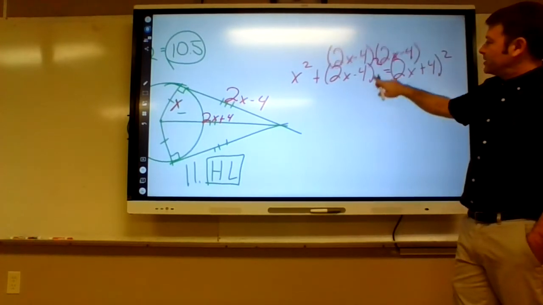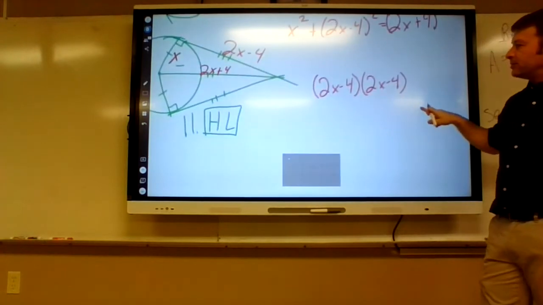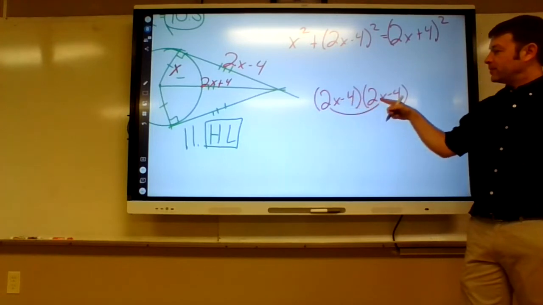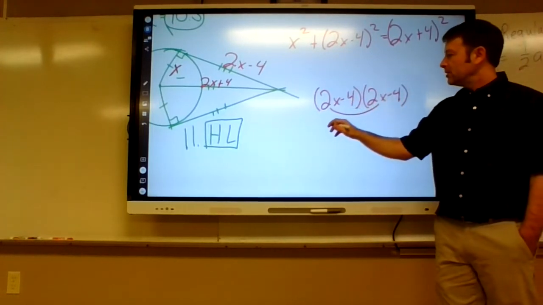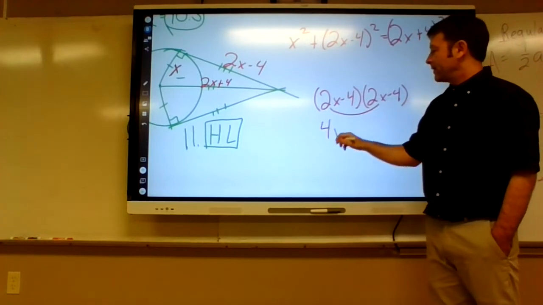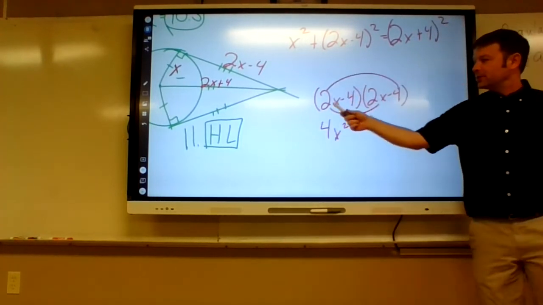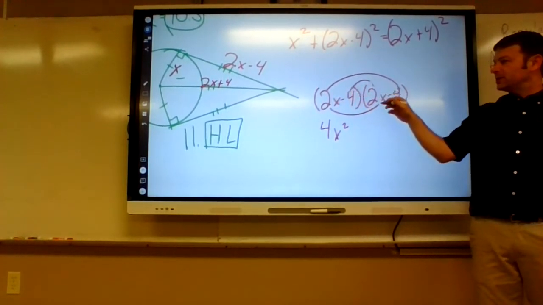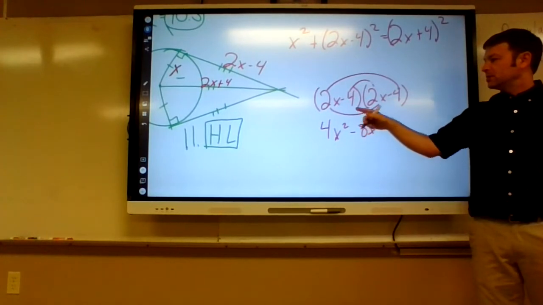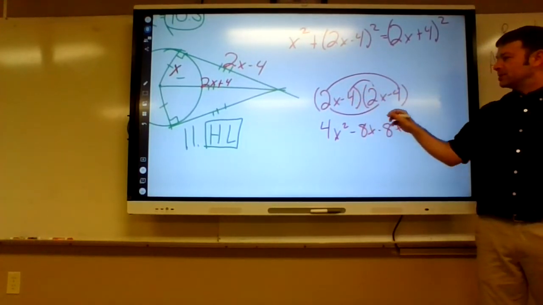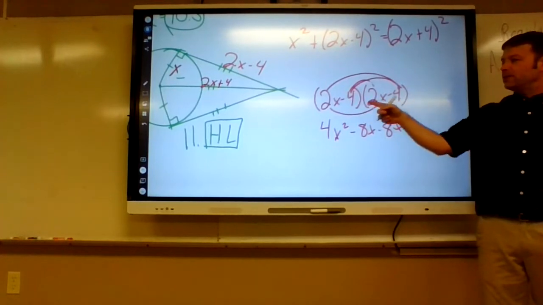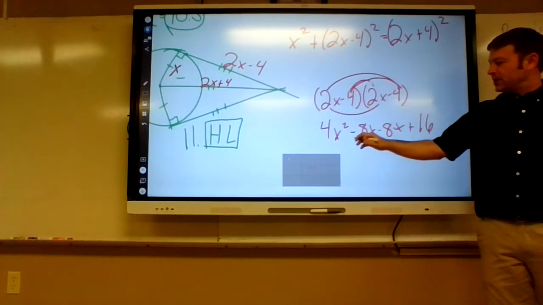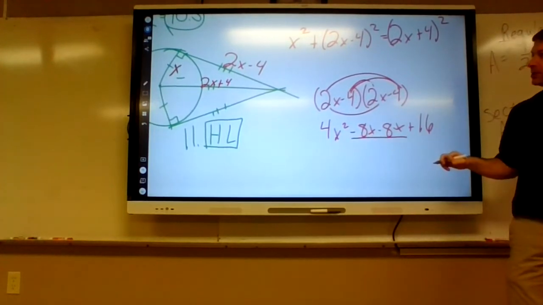What kind of problem is that I just wrote right there? Foil problem. Yeah, first, outside, inside, last. What's first going to give me if I multiply that? 4x squared. Okay, what's the outside going to give me? Minus 8x. What's the inside going to give me? Minus 8x. What's the last going to give me? Negative 4 times negative 4, plus 16. Okay, and then these two, so negative 16x.